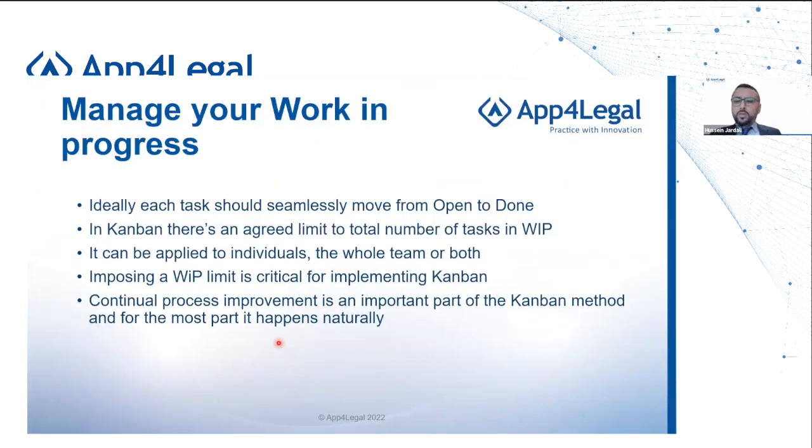Now again, because you do have some backlog and you have some work in progress, ideally any progress should be from open to closed or done. This is where you start seeing results. This is where you start deciding whether this project is done or not. So you need to limit the work in process, as we said. Imposing a WIP limit is critical for implementing a Kanban. You cannot implement Kanban and just shove it with tasks and matters without knowing the backlog. Very, very important to remember that you really need to clean your backlog.